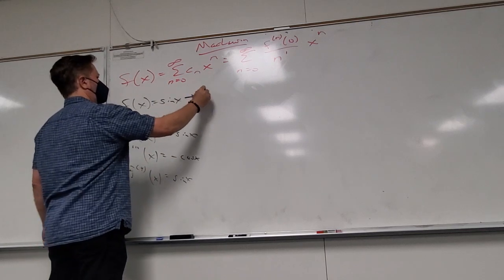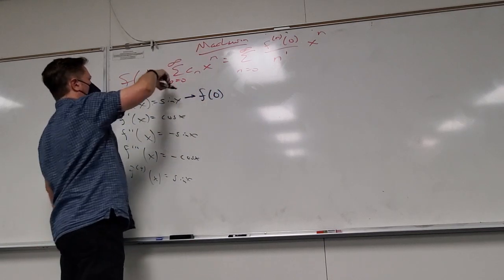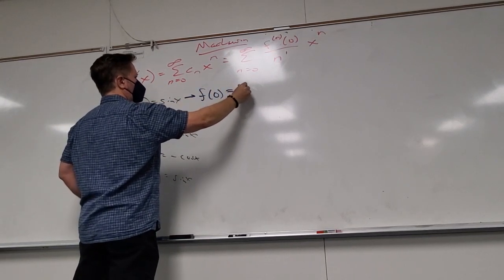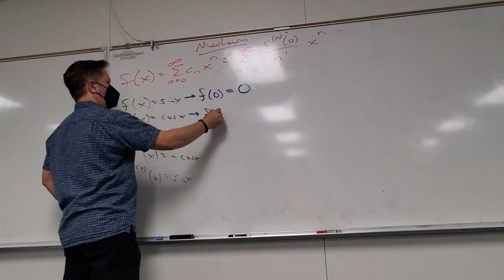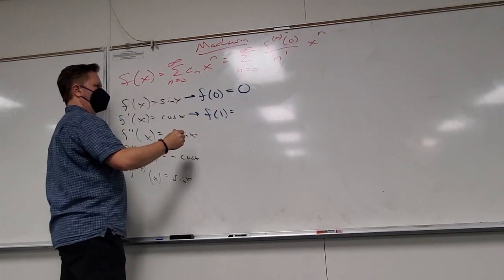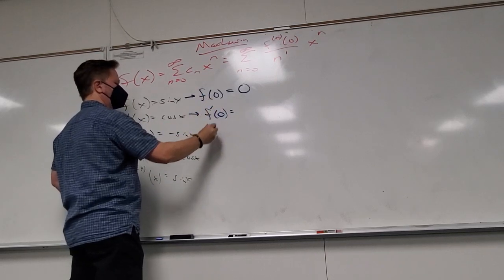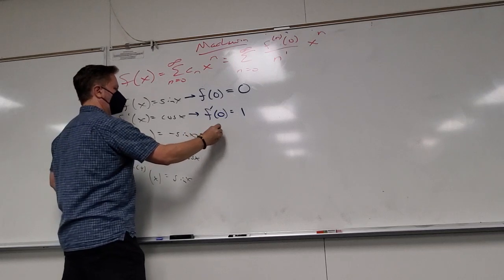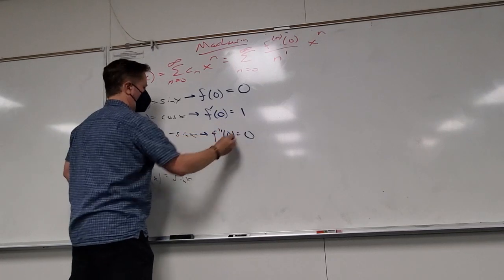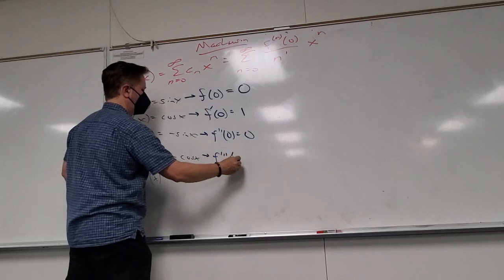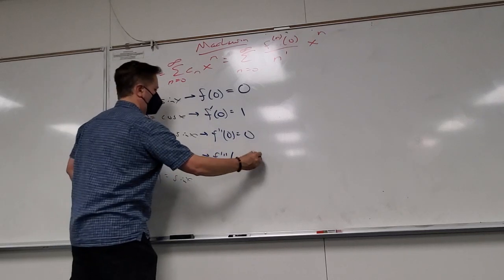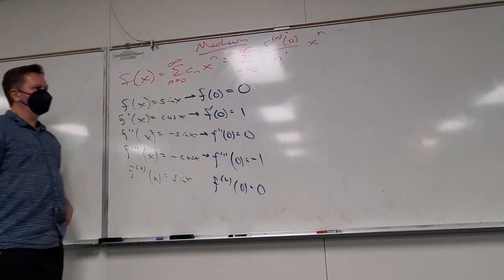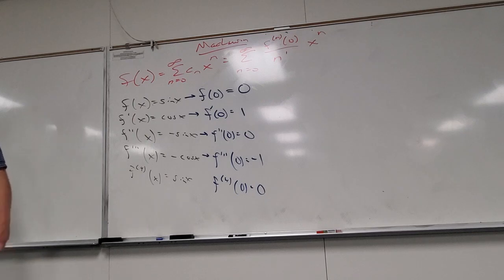So what is f of 0? We're doing a MacLaurin series for sine. f of 0 is 0. f prime of 0 is 1. f double prime of 0 is 0. f third derivative of 0 is negative 1. Then 0 again. So every even derivative is going to have a value at 0 of 0, right?